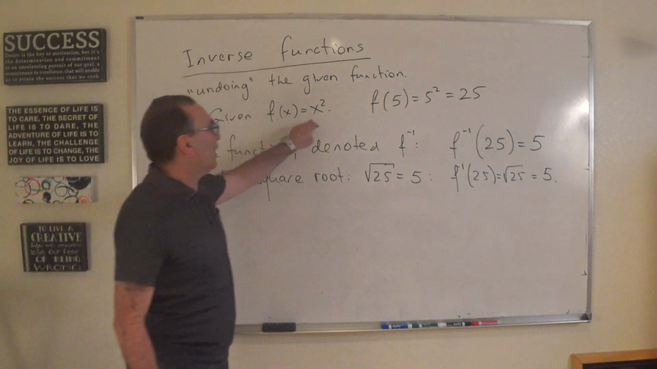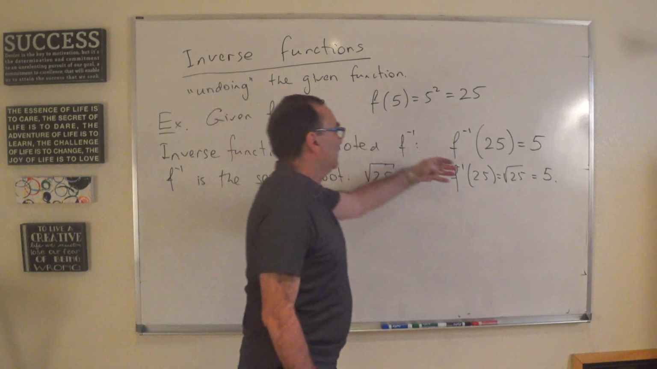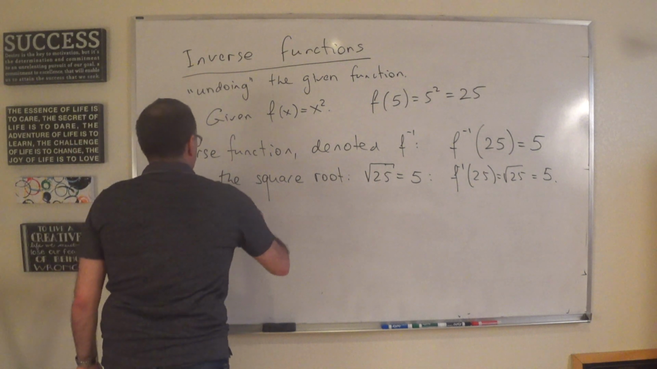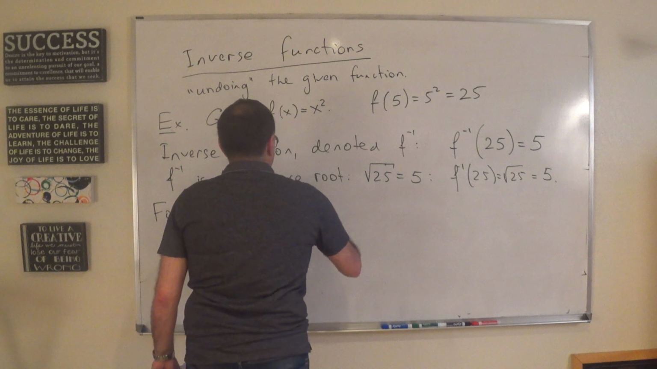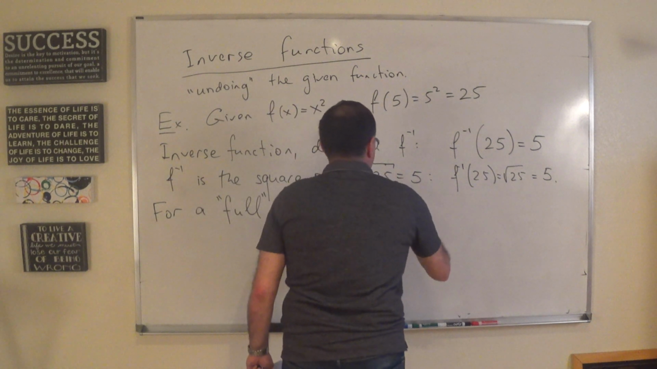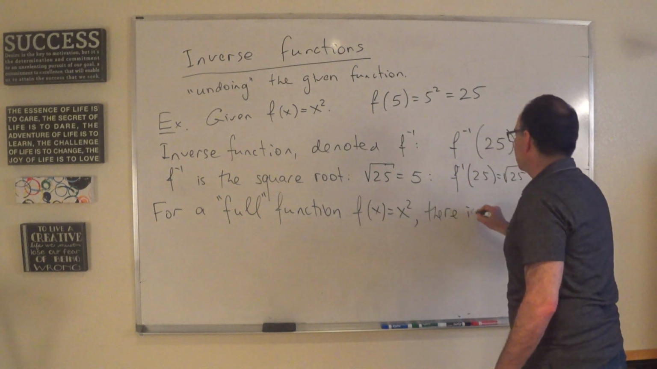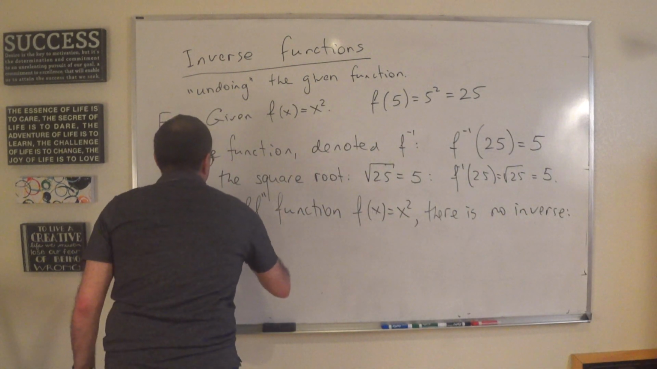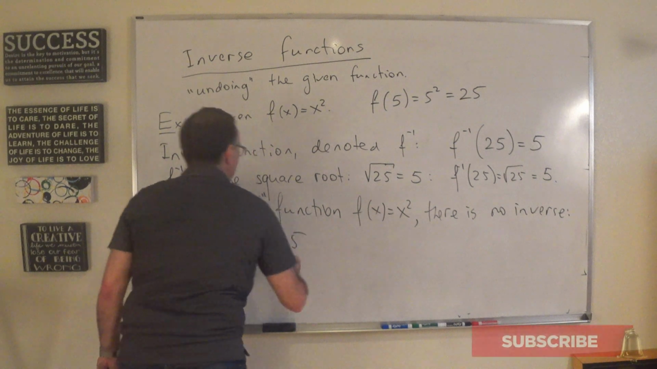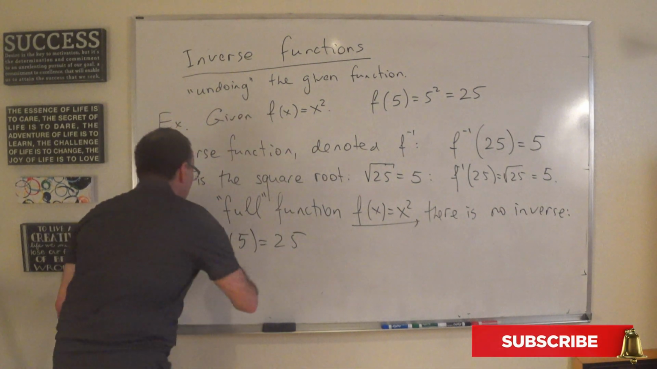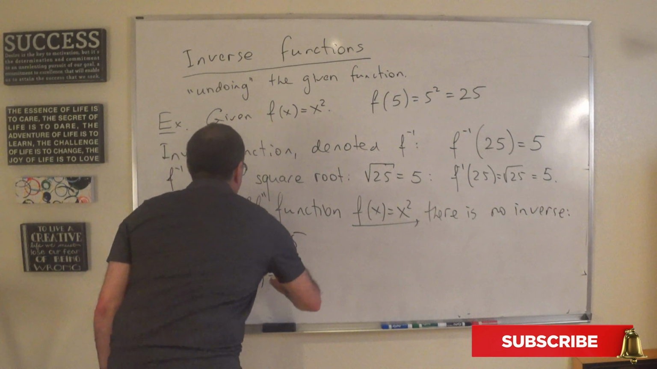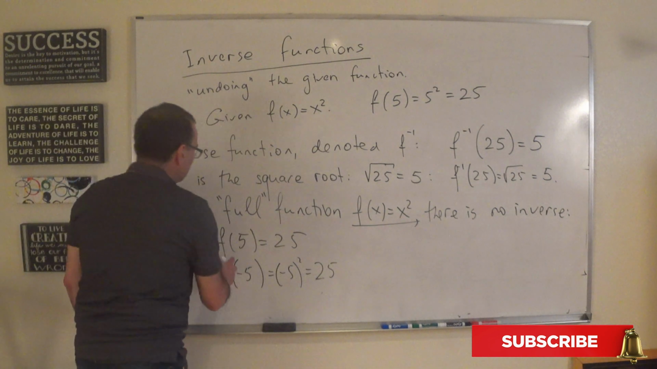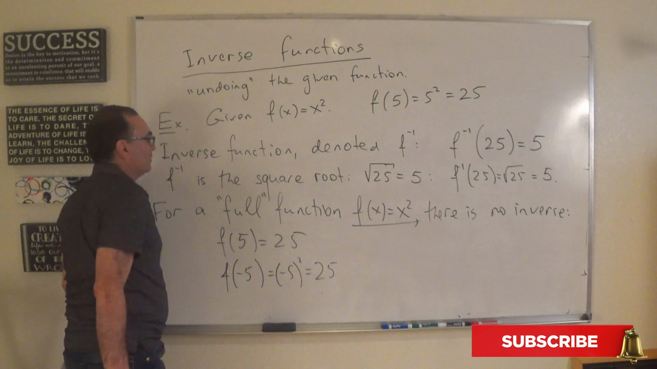If you consider the full function f of x equals x squared, then it has no inverse. What do I mean? Consider f of 5, which equals 25, but also f of negative 5 will be negative 5 squared, which is also 25. A negative number squared is also positive. So f of two values equals the same value, 25.